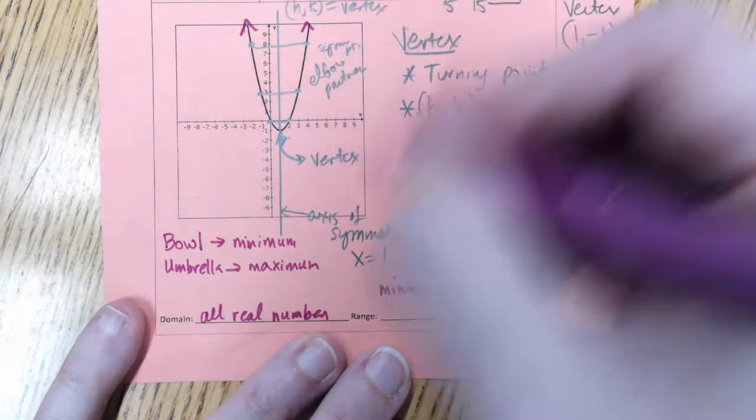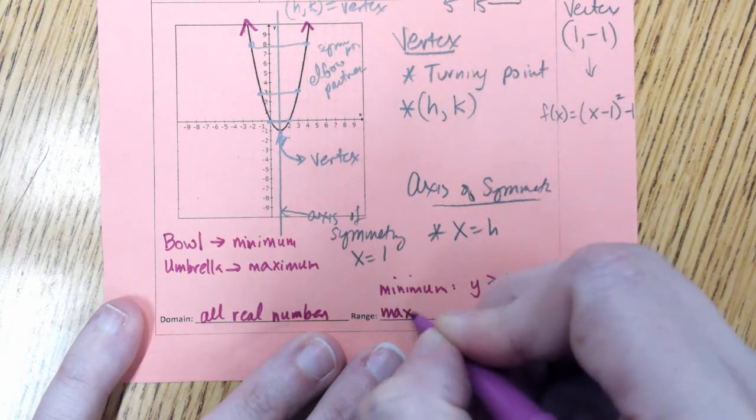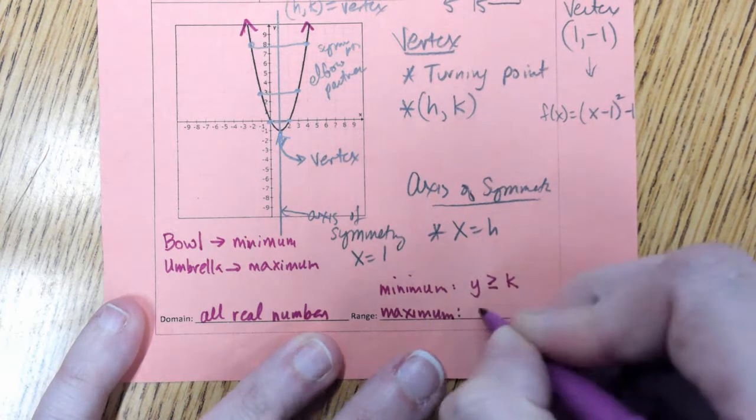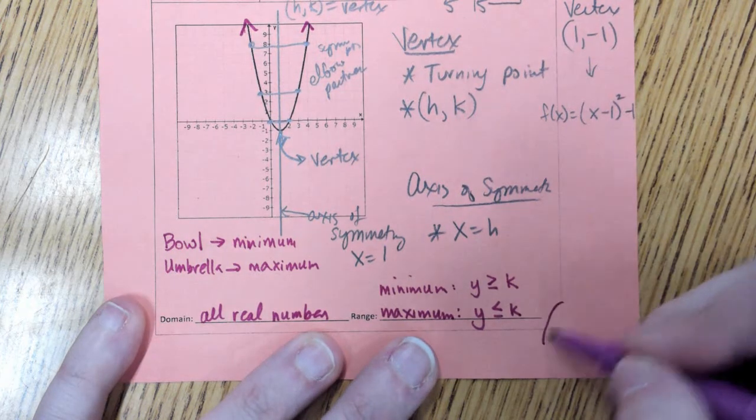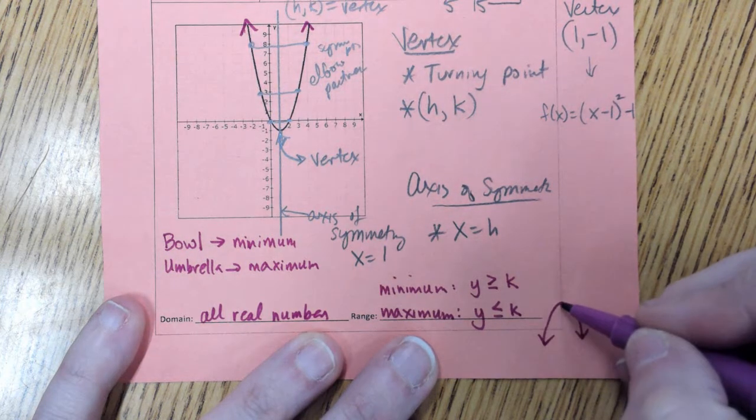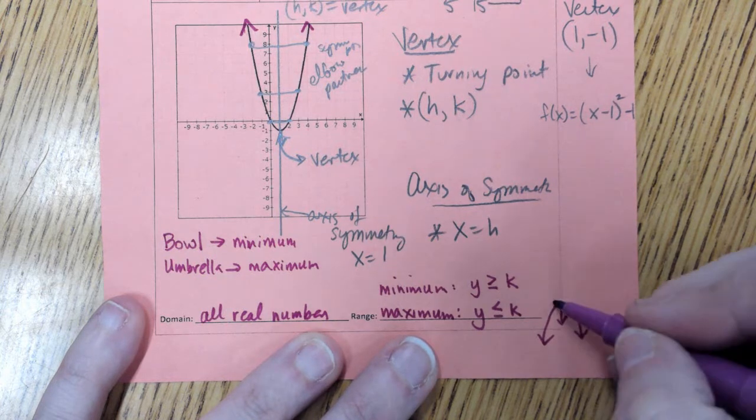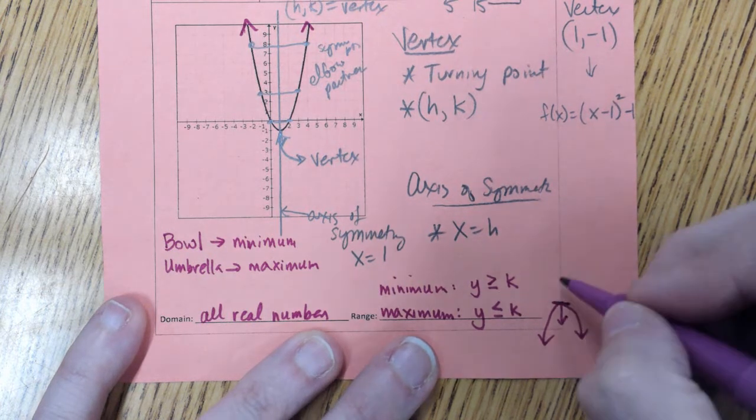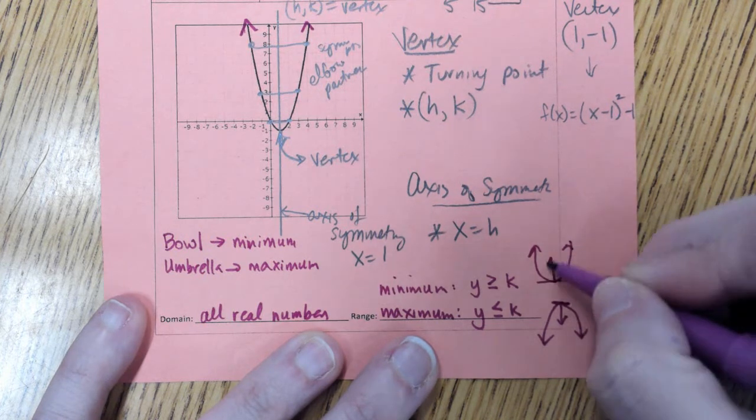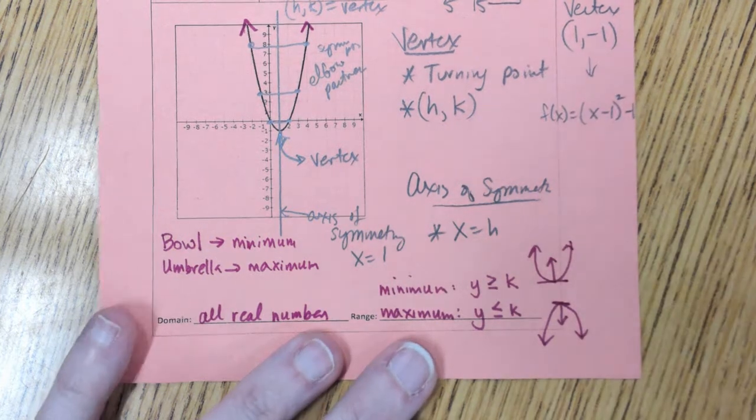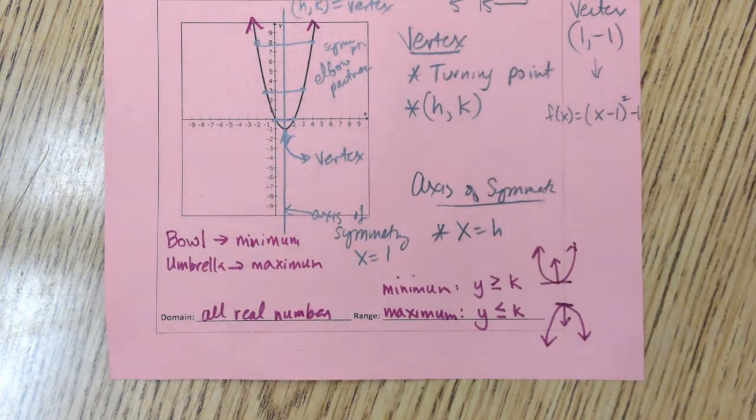Now, if this were pointing down instead and I had a maximum, my y values would be less than or equal to k, because if I had a maximum, all of my y values would be here or lower. If I had a minimum, just so you can have the same picture here, all of my y values would be bigger. Okay? And really, this is it.